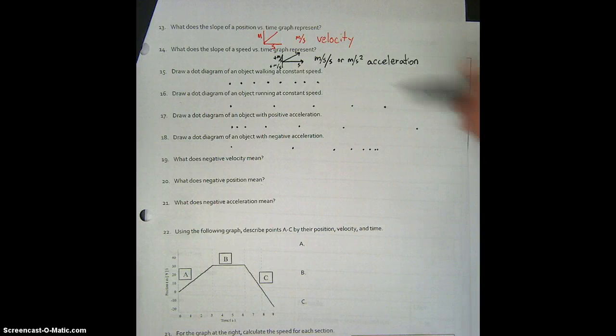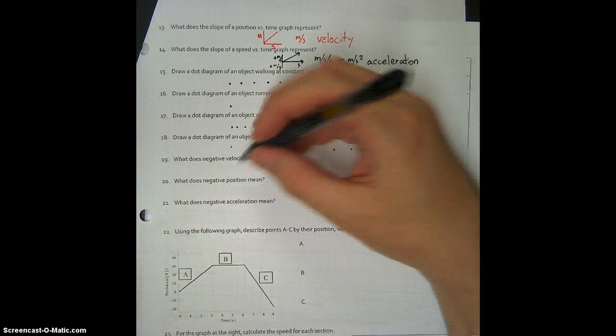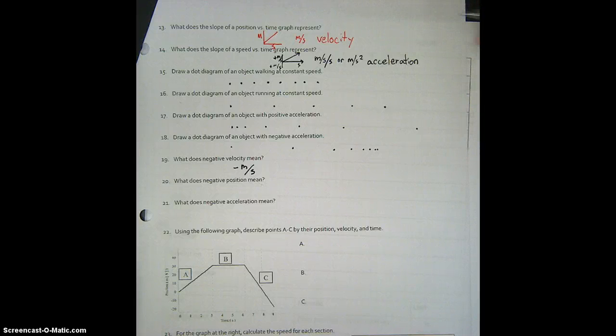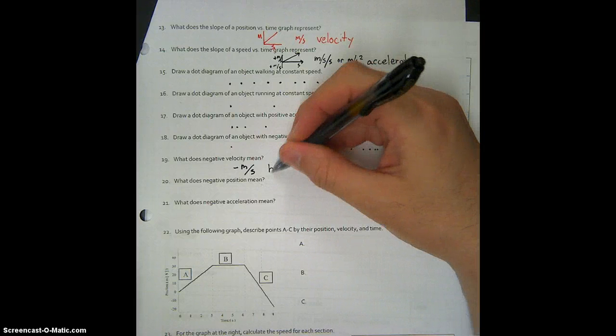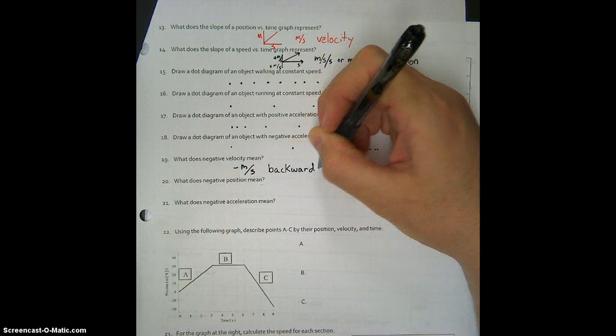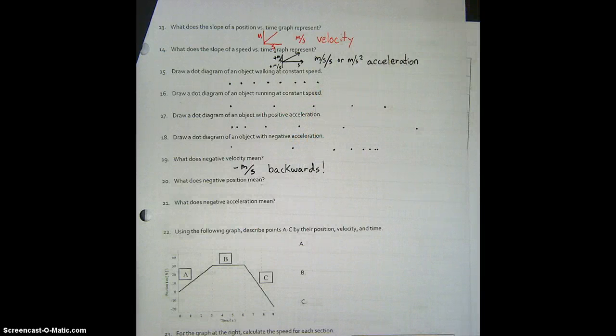So, what does negative velocity mean? Negative meters per second means that I am losing meters. I'm going backwards. We've also called that towards the origin. Remember, that just means the starting point. Wherever you started your run, we're going back towards it.